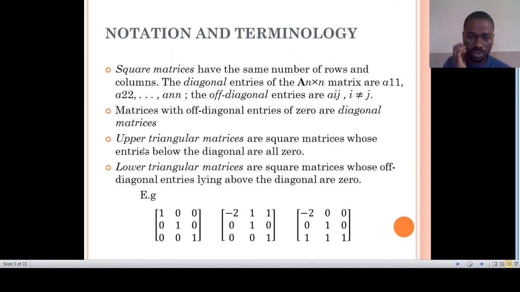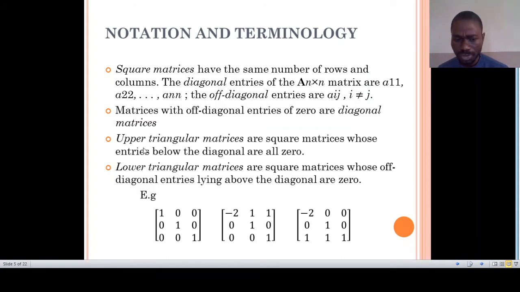Matrix notation continuations. What is a square matrix? A square matrix has the same number of rows and columns. Okay, when you have the same number of rows and columns, such is known as a square matrix. A matrix with all off-diagonal entries of 0 is a diagonal matrix. What do we mean by that?